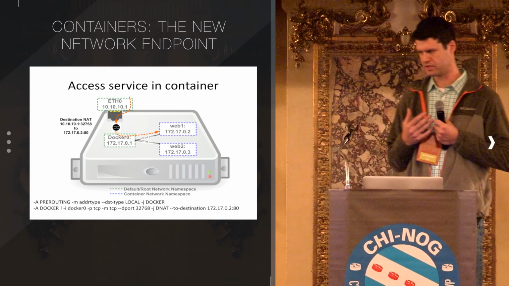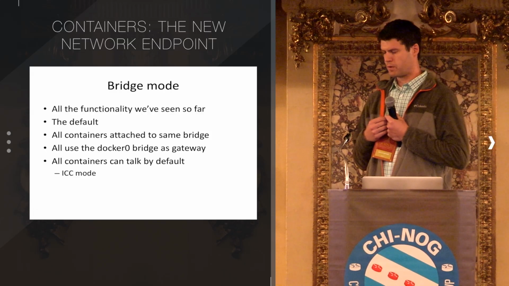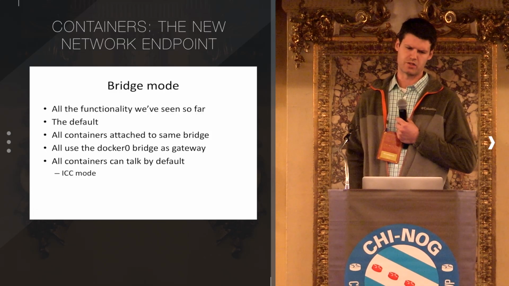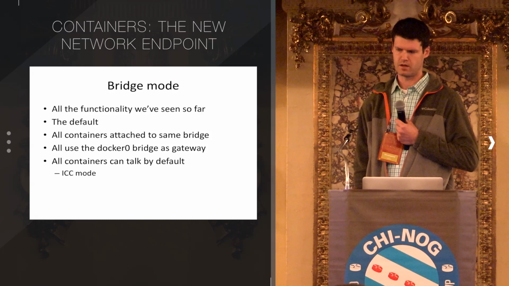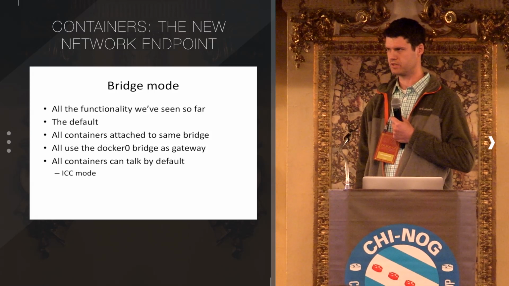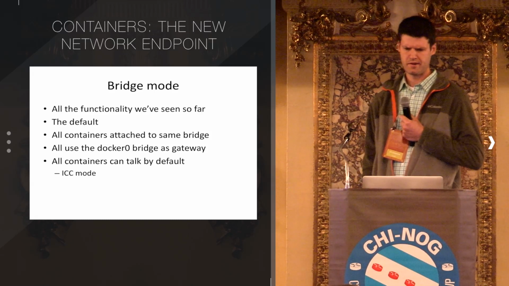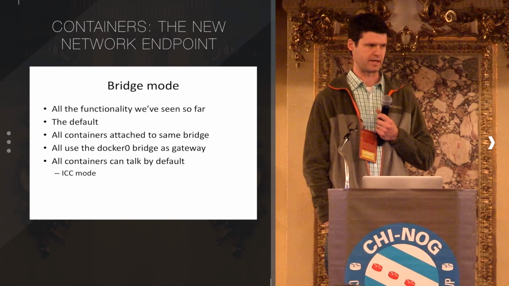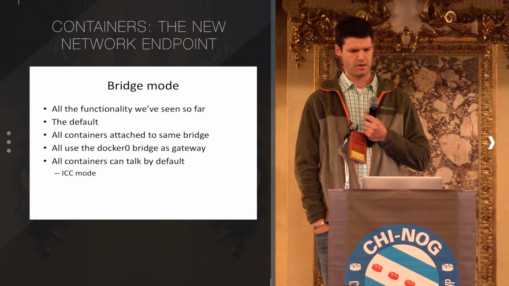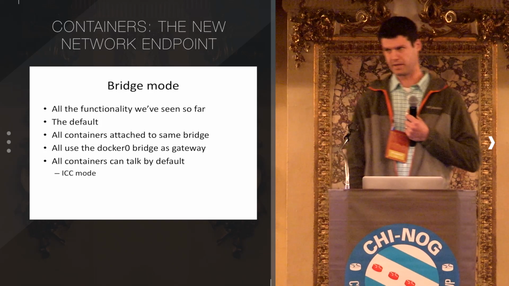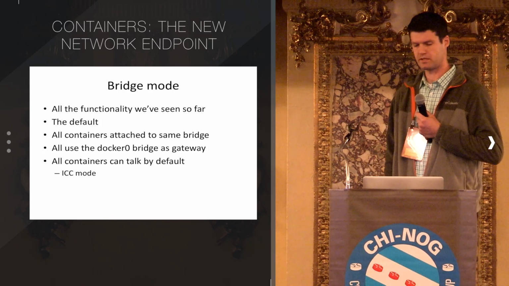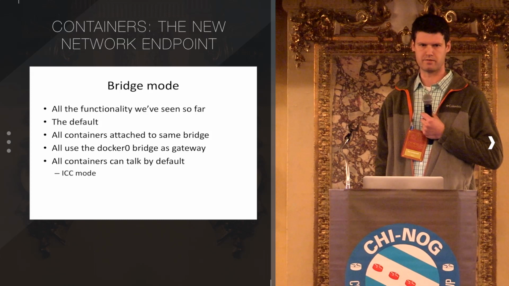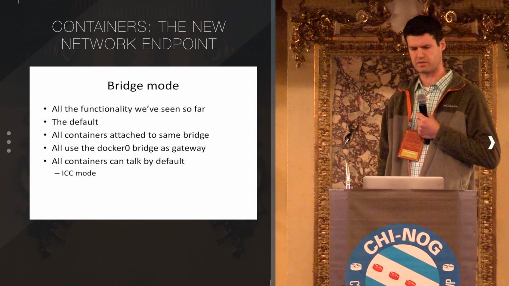So all the functionality we've seen up to this point represents the default in Docker. It's the Docker bridge mode. All of the containers will be attached to the same bridge, in this case the Docker 0 bridge. And this means that they'll all use the Docker 0 bridge as kind of a common connection point and gateway. That'll be their default route. This also means by default, just normal networking here, all the containers could talk to one another, right? They could ARP for each other's IPs and communicate.